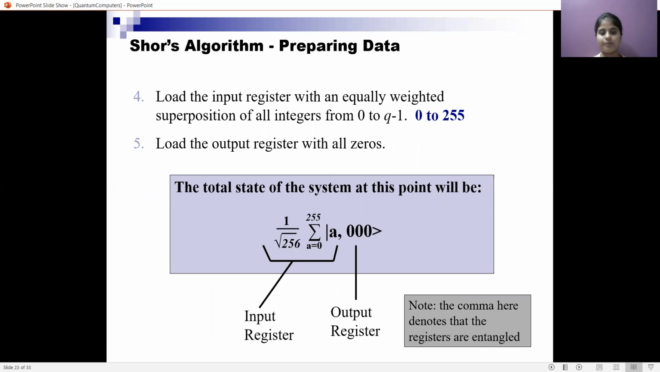Let's prepare the data. Load the input register with an equally weighted superposition of all integers from 0 to q minus 1. Load the output register with all zeros. The total state of the system at this point will be as shown. The comma here denotes that the registers are entangled.